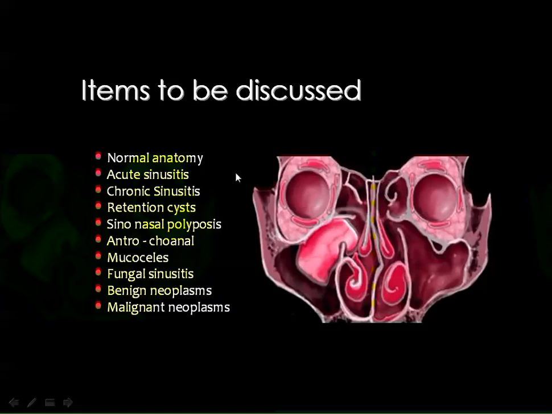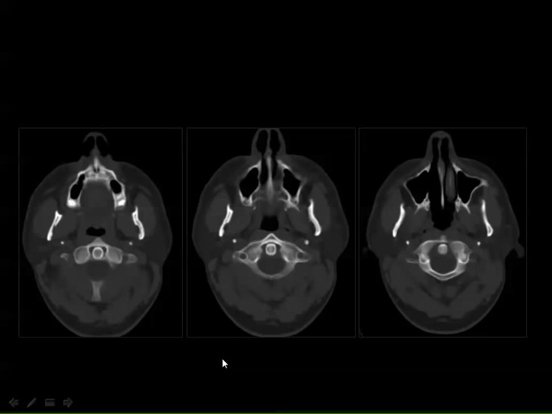And in the paranasal sinuses, we want to discuss these issues. We want to have some knowledge about the anatomy. Then I will show to you some examples of acute sinusitis, chronic sinusitis, the retention cysts, the sinonasal polyposis, the antrochoanal polyp, mucoceles, fungal sinusitis, and finally I will finish by the benign and malignant neoplasms of the paranasal sinuses.